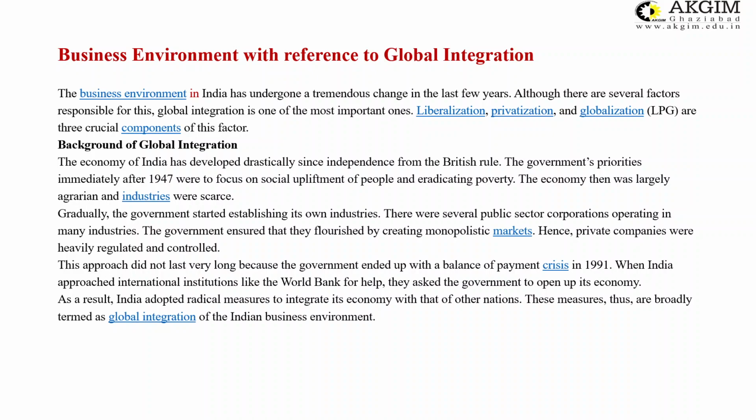When we got independence in the year 1947, the government was focusing on the social upliftment of people and trying to eradicate poverty in the economy. The whole control was with the government in India, and they were giving very little power to the private sector, and the basic industries were in the hands of the government.